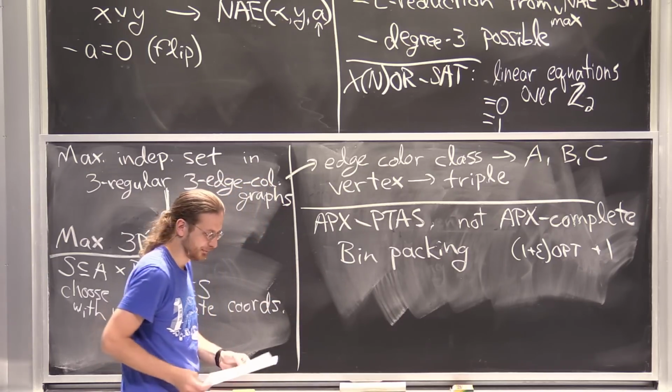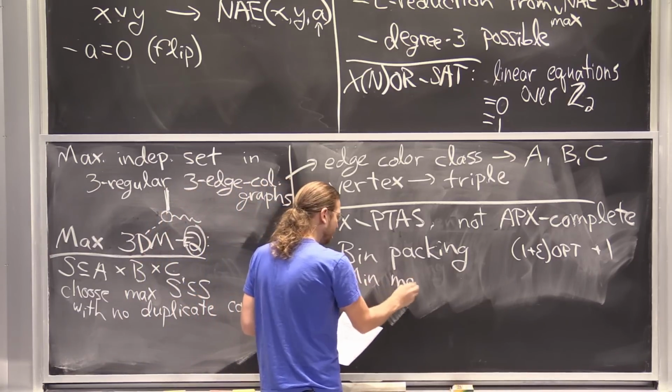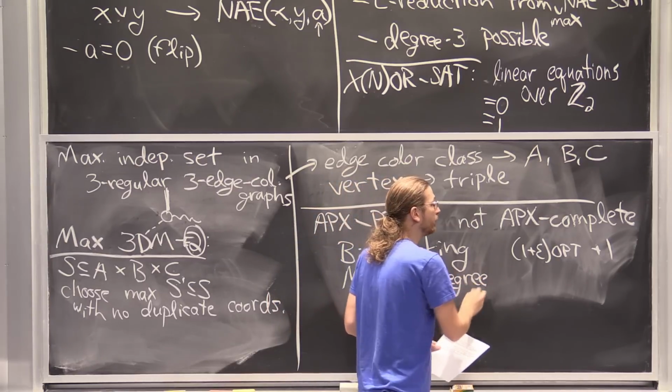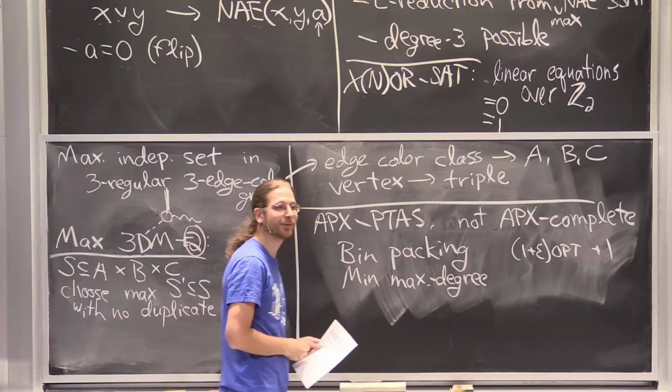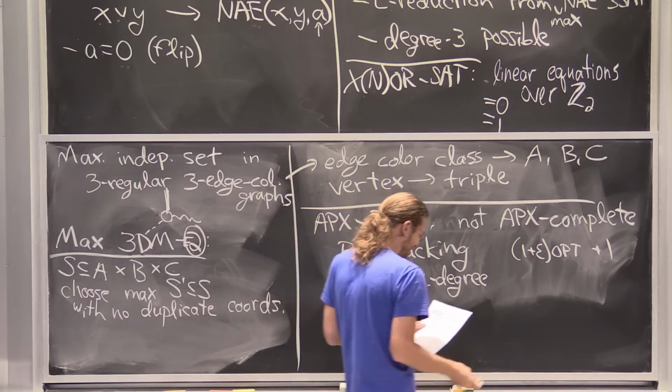APX intermediate is the technical term. Some other ones are minimum... Oh, this is all assuming P does not equal NP. Yes. If P equals NP, then I think all these things are equal. So thank you.